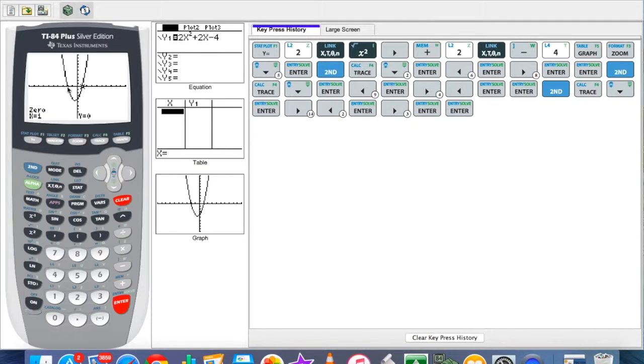So you can see we did it for both roots. We have to make sure we're at the left or the right bound of the specific root. We also found the vertex by going into second trace, max or min. This is a U shape, so again, it's going to be a minimum value.